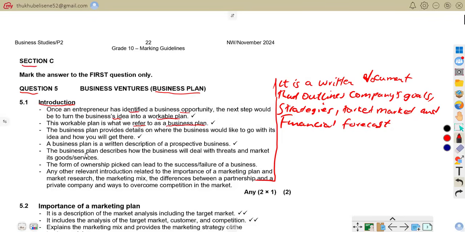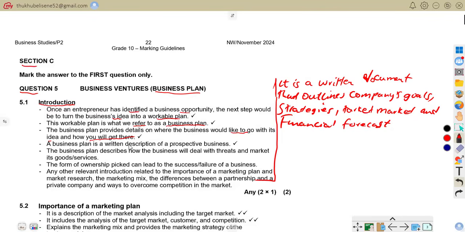It is workable when you have turned that idea into action. When you implement it, that is when we say it's workable. So the business plan provides details on where the business would like to go with its idea and how you will get there. It gives the direction of where the business is heading. And how are you going to get there? That is the business plan.